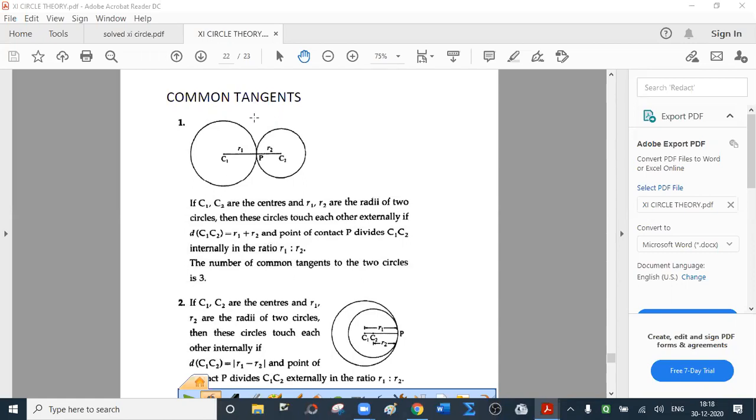Now the number of common tangents will be 3. Why? Let me explain. See, this is the first, observe the cursor. This is the first common tangent. This is the second common tangent. And this is the third common tangent.